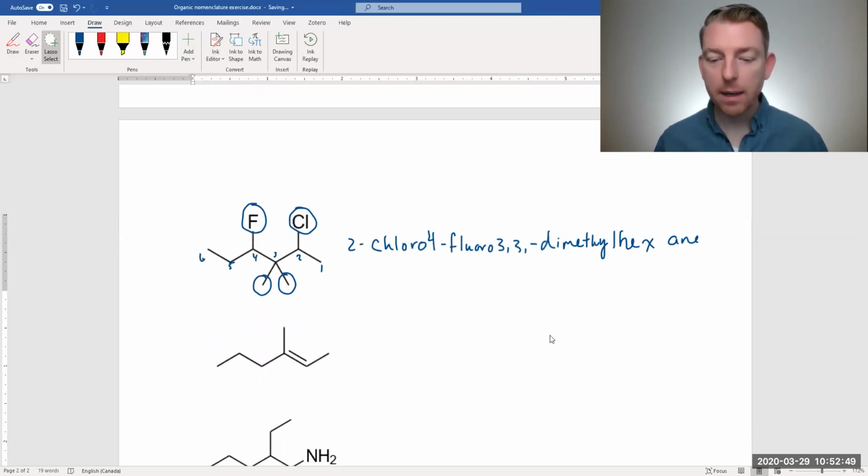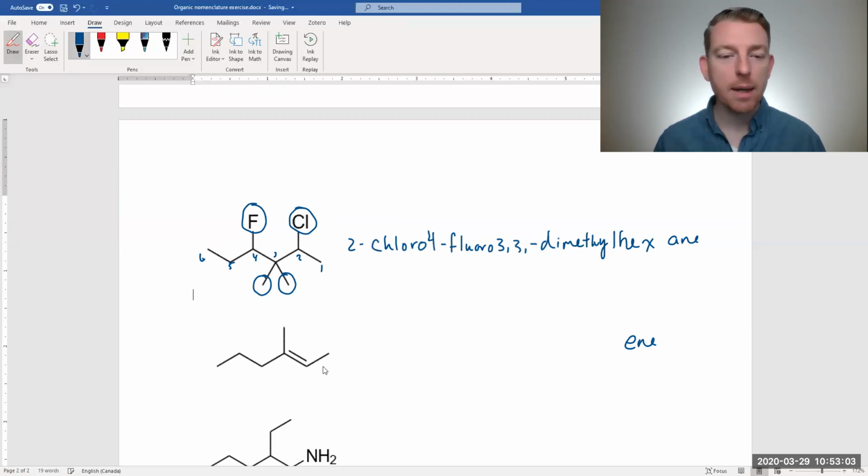Okay, here we go again. So there's a double bonded carbon, so this is going to have an ene on the end. Oh, so, tool. Okay, back to draw. So we have an ene. And we want to number the longest parent chain so that that double bond gets the lowest number. So we'll go 1, 2, 3, 4, 5, and 6. So this is a hex-2-ene or 2-hexene.